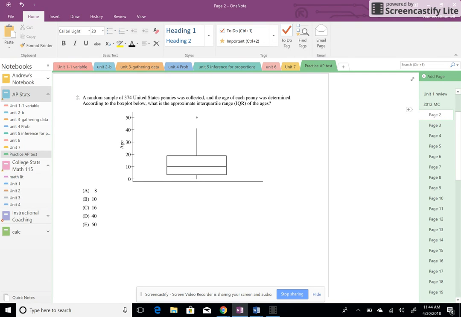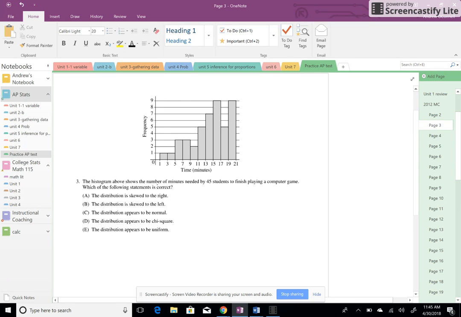A random sample of 374 United States pennies was collected, and the age of each penny was determined. According to the box plot below, what was the approximate IQR? Should be pretty basic. Remember, this part right here would be quartile 3. The bar here would be the median. And this would be quartile 1. If you're talking about IQR, think about quartile 3 minus quartile 1. Once you follow these to the side, you should get a pretty good idea. I'm not going to answer that.